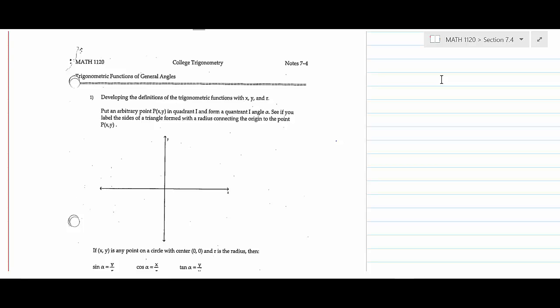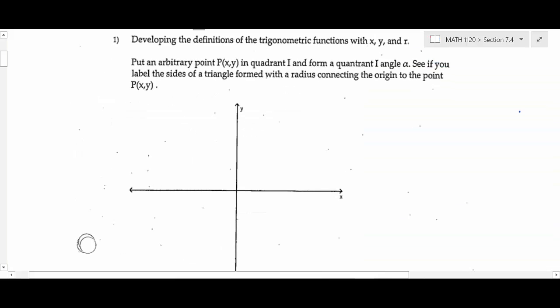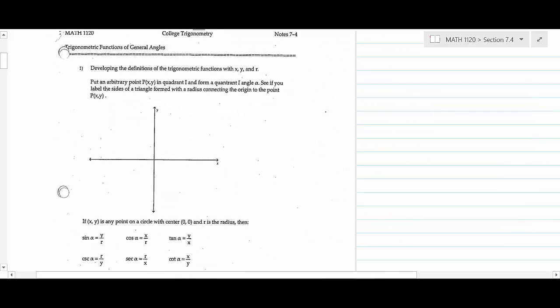SOHCAHTOA. Okay, now what we're going to do is translate that to x, y, and r. In order to do this, you have to know the diagram and how this works. So I'm going to lead you through these definitions. I've given you these definitions in terms of x, y, and r, and you need to have that down before Wednesday's quiz. But if you got the SOHCAHTOA stuff down, it's the same thing anyway. That's what I want to prove to you.